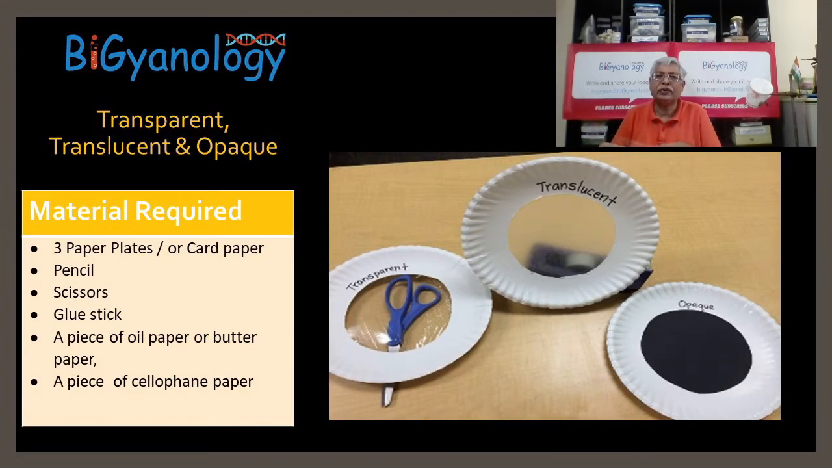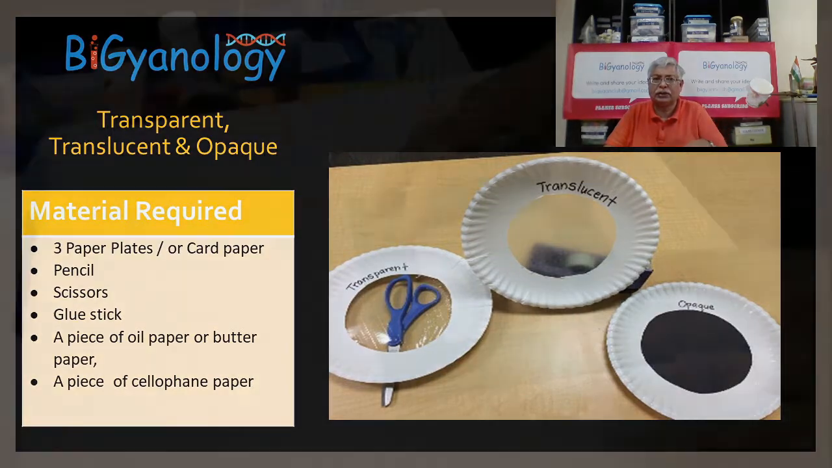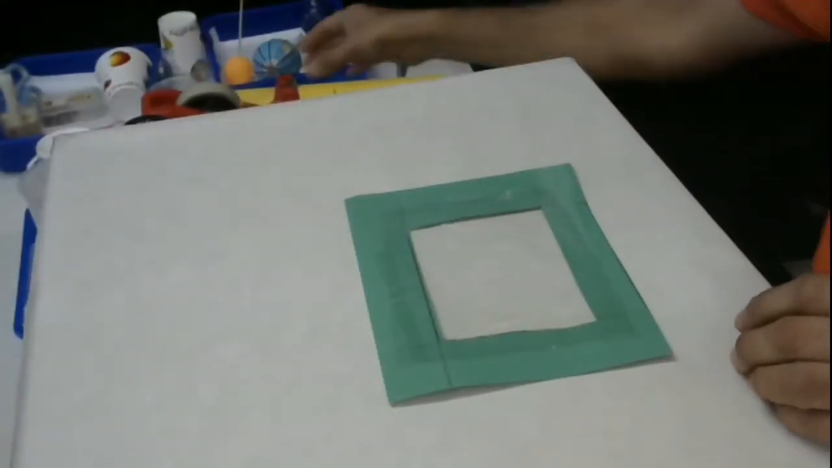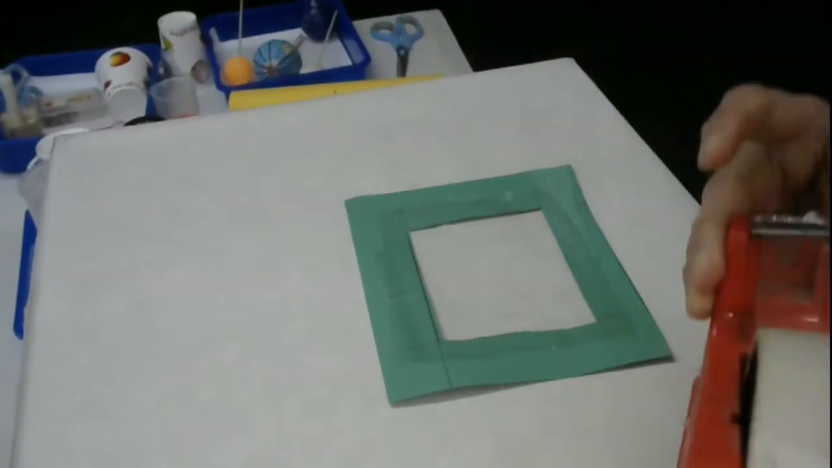So we need very simple materials like card paper or paper plate, pencil, scissor, glue stick, some pieces of paper, this cellophane paper, butter paper, and yourself. So here we are. Let's see how it is being done. So here the cellophane paper is there, and we will use a little sellotape to attach it.